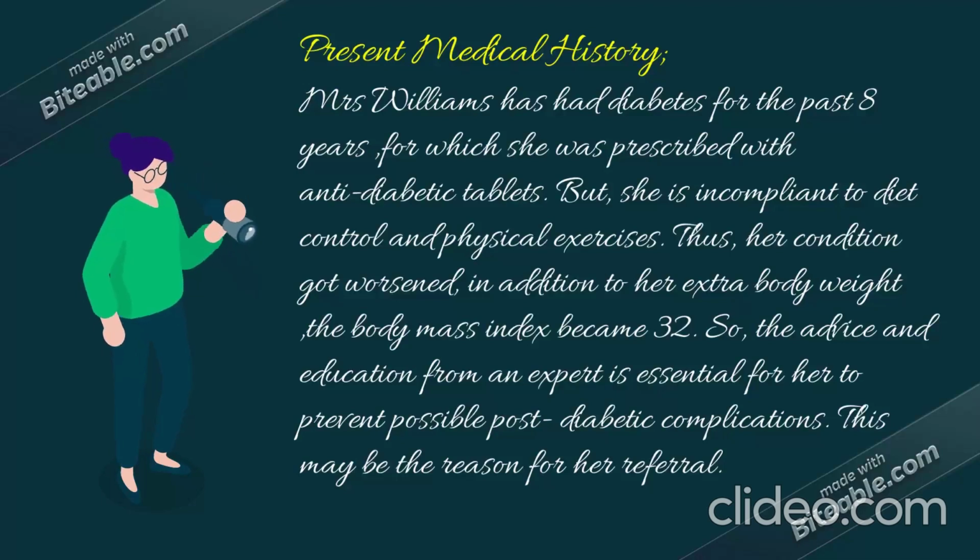So here the patient is on regular medications but she is not compliant with the physical exercises and the diet control. So her condition started to worsen. In addition, her body weight started to increase and now the body mass index became 32. So the registered nurse is thinking that hereafter, if nothing is done, her condition will become much worse, and there will be more chance of post-diabetic complications. So she is requesting an education program from the public health service to prevent such complications.